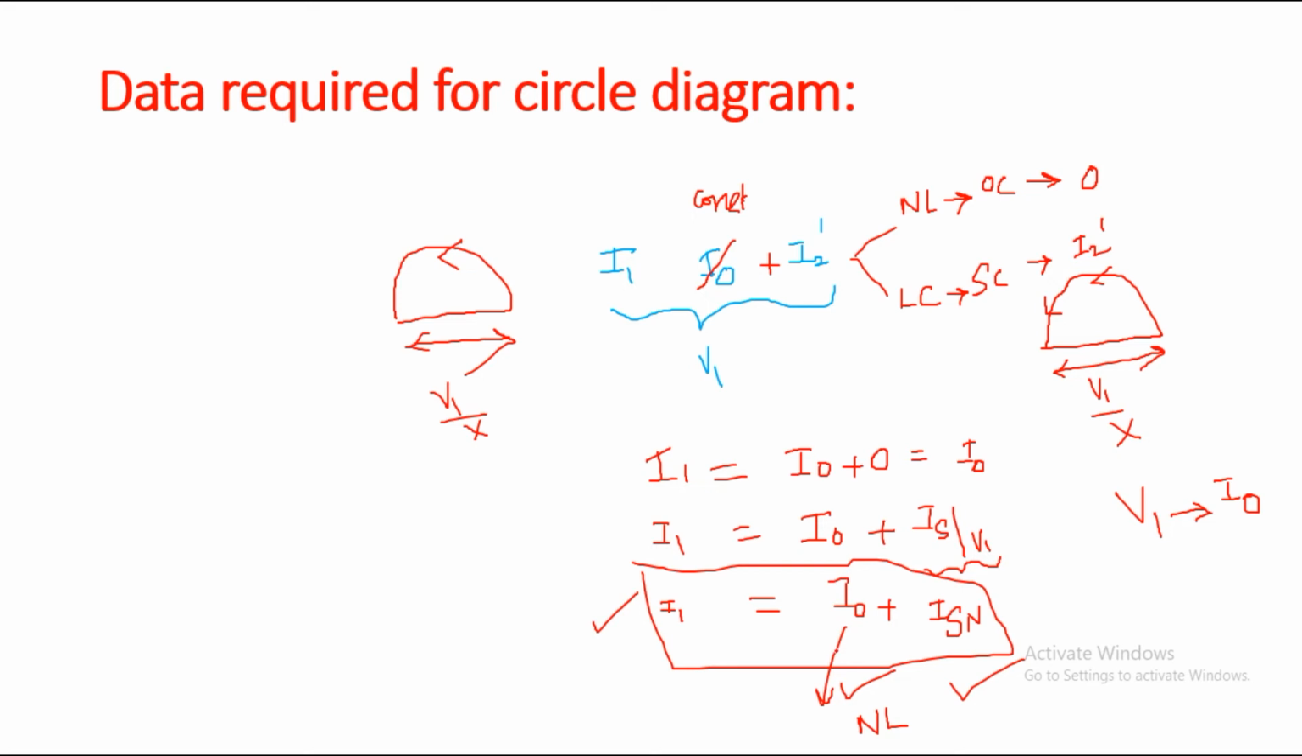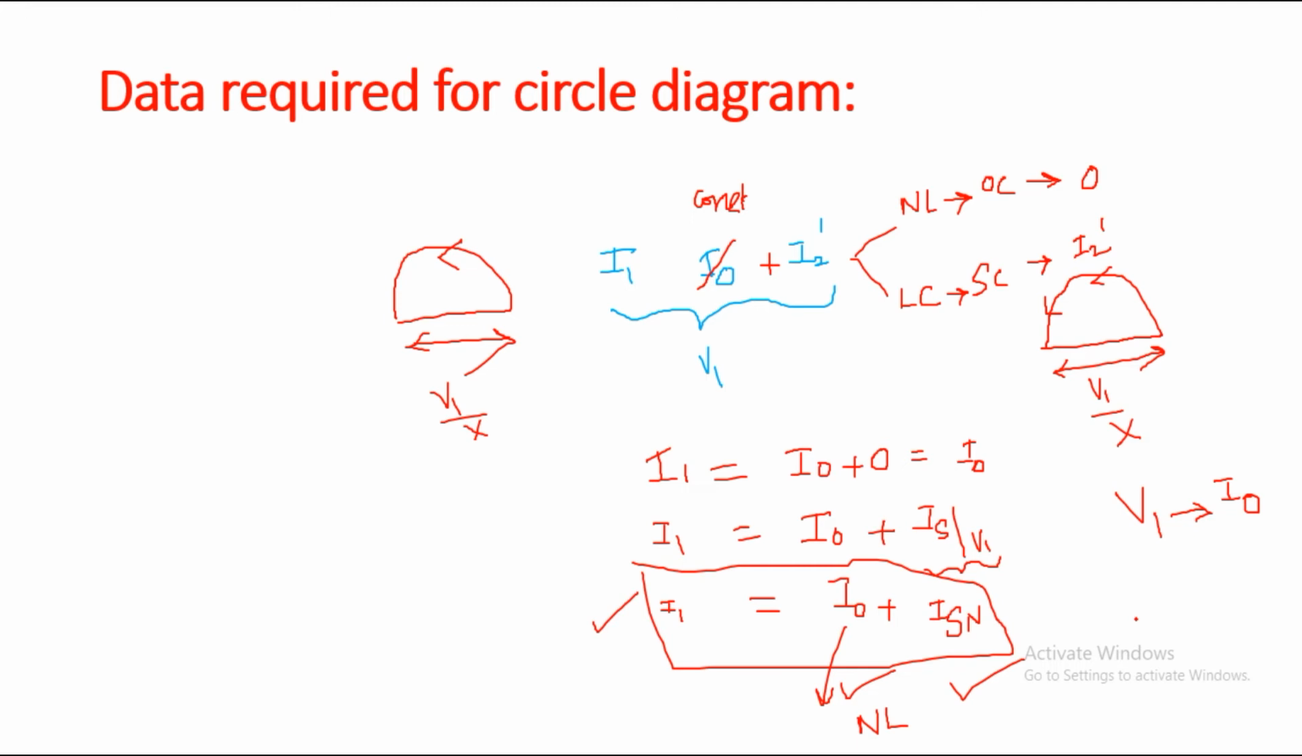So the second option is only the indirect loading test, in which we have the no load and blocked rotor tests. From the no load test in indirect loading we can get I0, but for ISN we don't have any specific test. So simply by doing the blocked rotor test we are going to obtain the value of ISN.